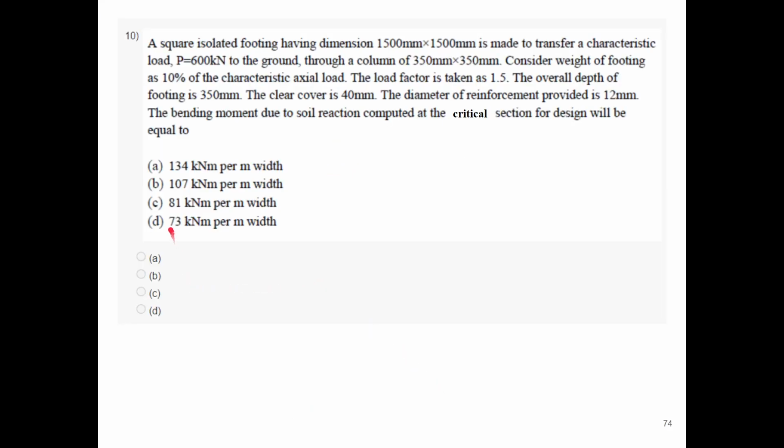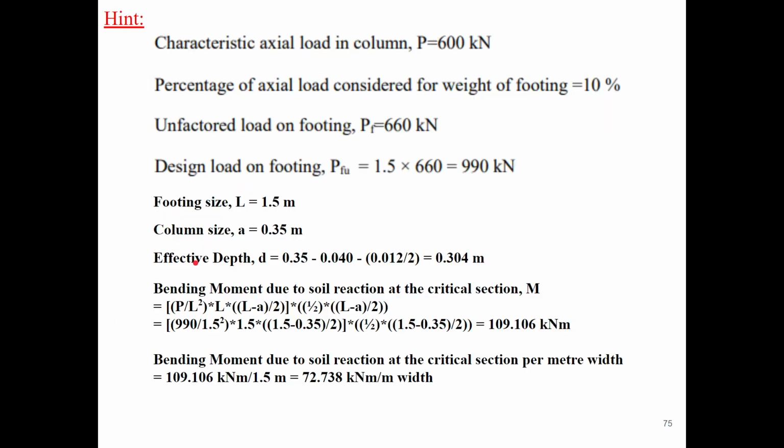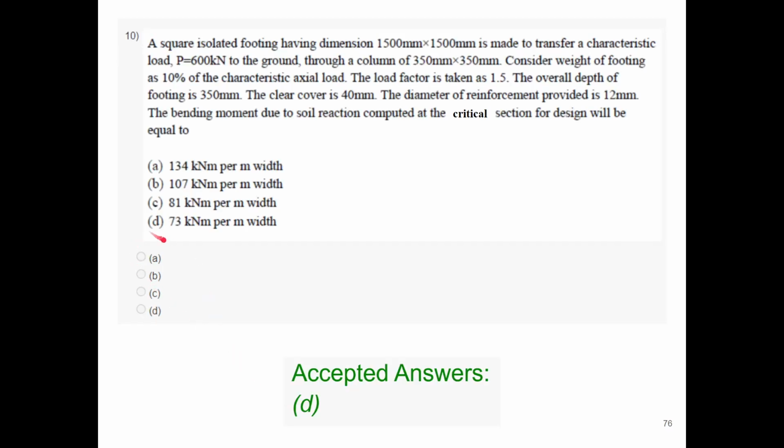So this 72.738 kilonewton meter per meter width is close to D, 73 kilonewton meter per meter width. So D is the correct option. As you can see, D, 73 kilonewton meter per meter width, is the correct option.